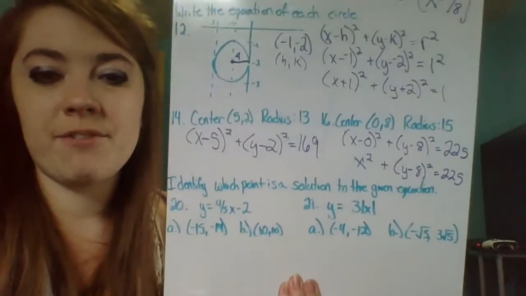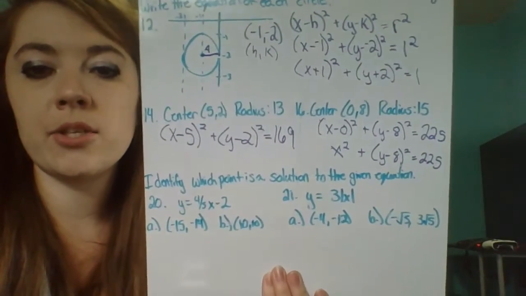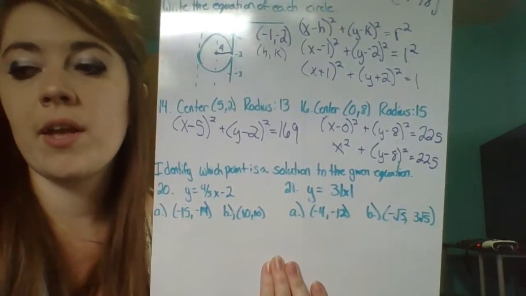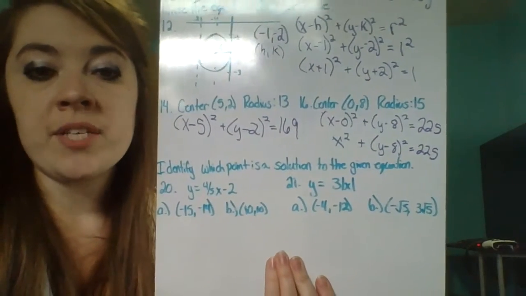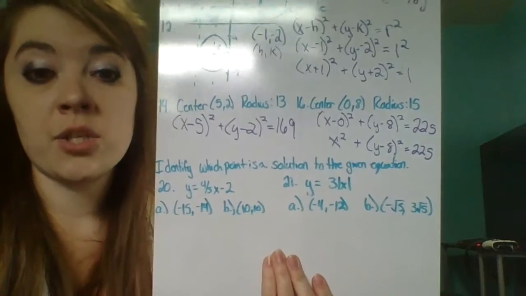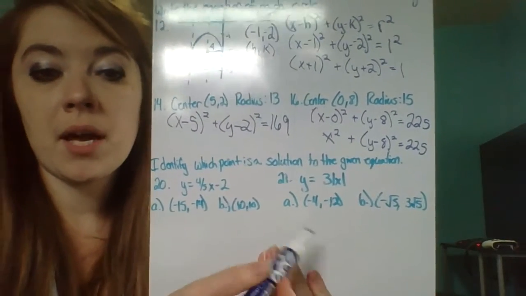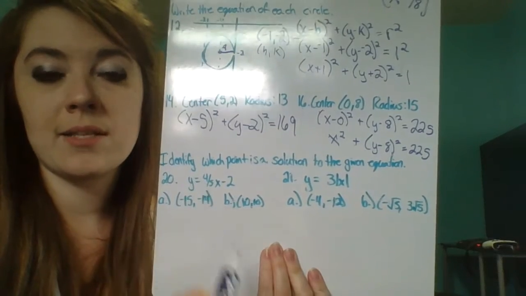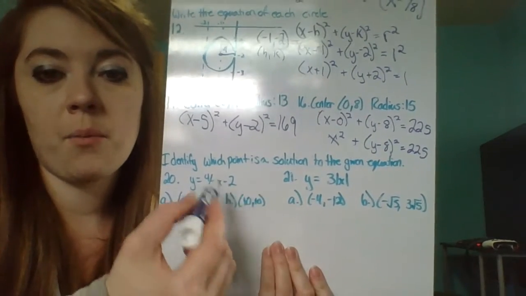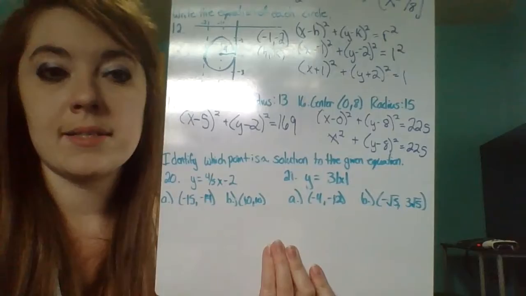You are going to identify which point is a solution to the given equation. So you're given an equation, and then you're given 2 points. And you have to decide which one is a solution. So what that means is we're going to plug in the values of x and y into the equation and see if it gives us a true statement. If it does, we're done. If not, we test the other point and see if it works.